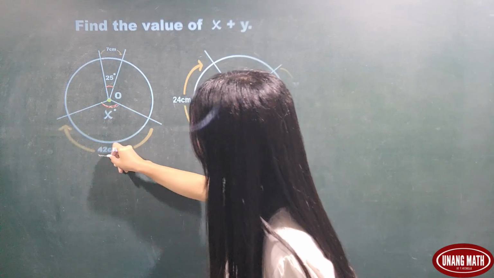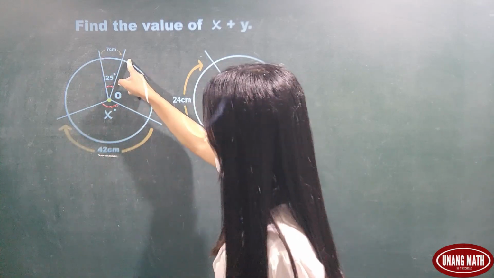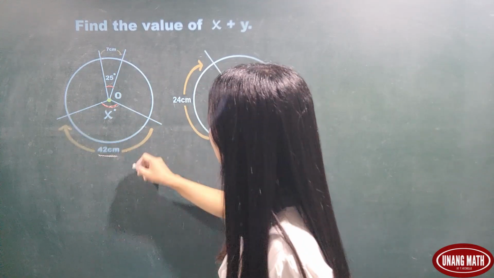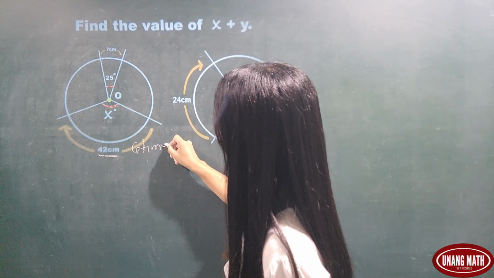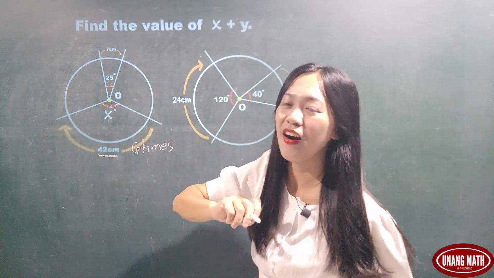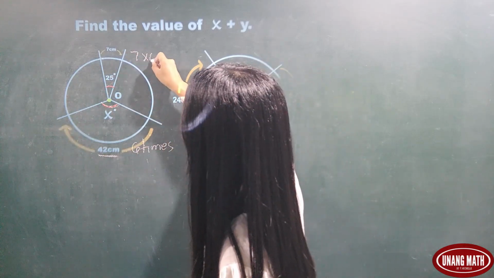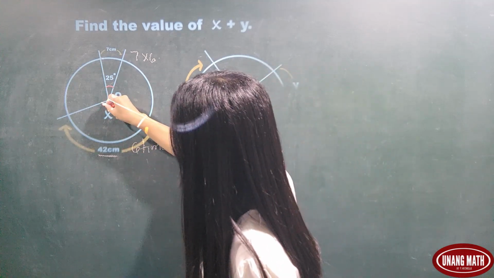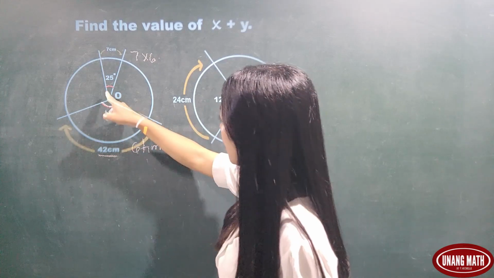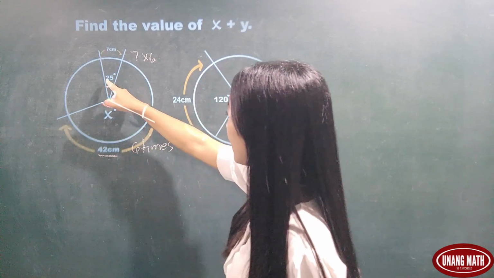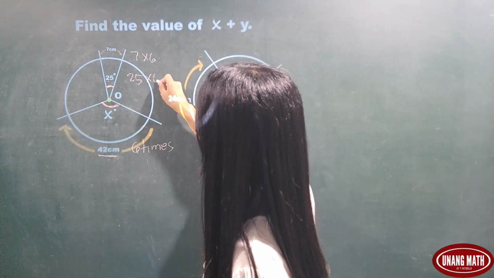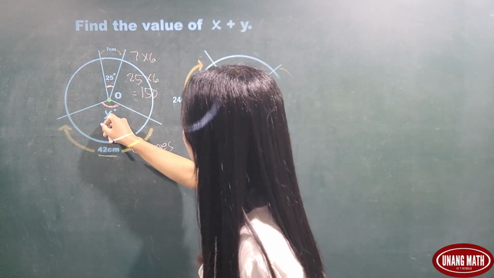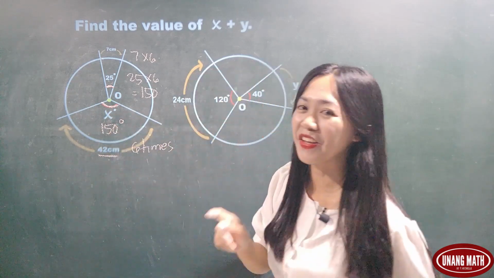How many times bigger is this arc compared to this arc? From 7 to 42, that means this arc is 6 times larger than this arc. So 7 times 6 is equal to 42. So this central angle is also 6 times bigger than this central angle. So 25 times 6 is equal to 150. So x is 150 degrees.